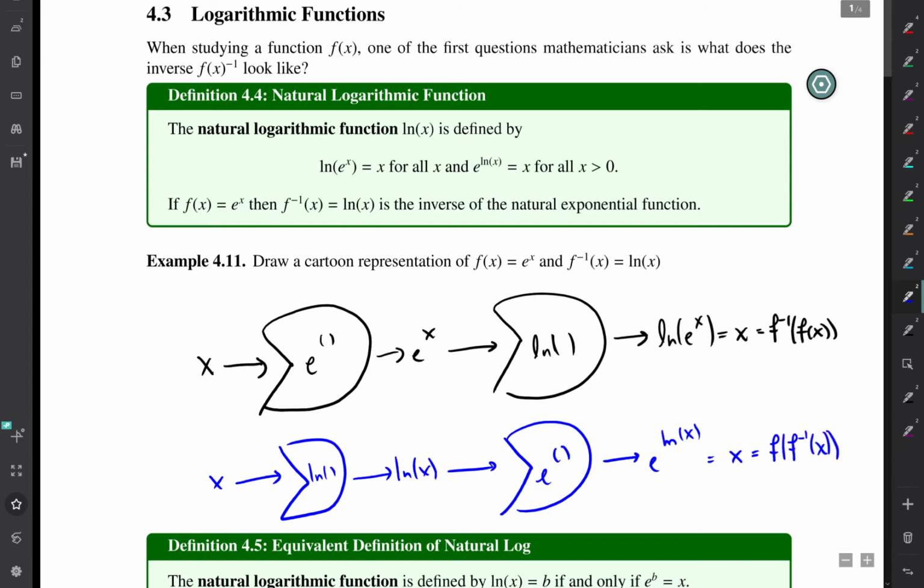So that's the sole purpose of the natural log function, is to undo the exponential function, the natural exponential function e to the x. So it's the inverse, it undoes whatever e to the x does.